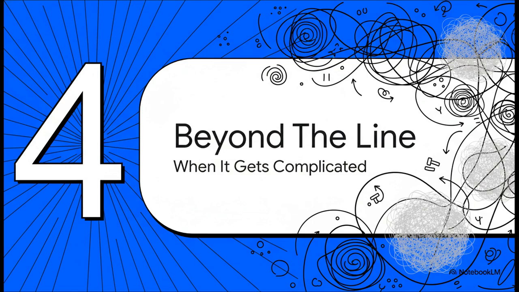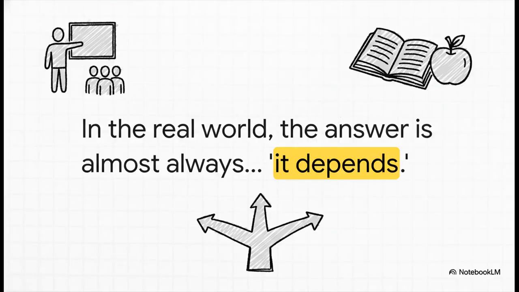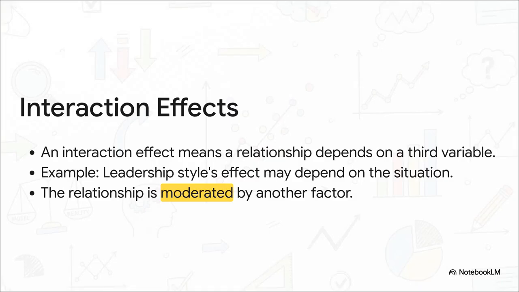So far, we've been living in a nice, clean world of straight lines. But let's be honest, the real world is almost never that simple. Things get complicated. So what happens then? I mean, think about it. Is there one single best way to manage a team? Nope. Is one diet always the best? Of course not. The answer to most interesting questions is almost always, "it depends."